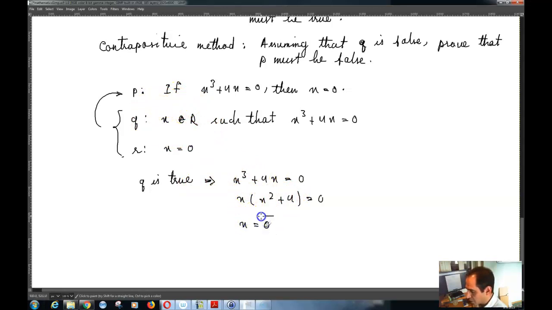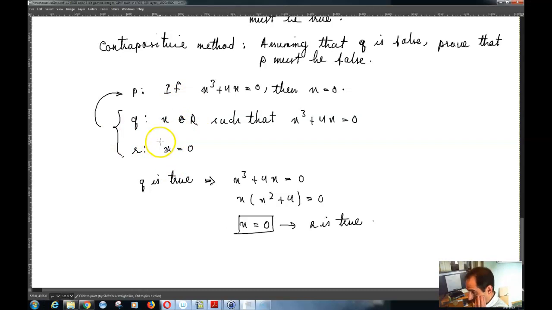So that means that x is equal to 0 here, and x is equal to 0 is what I wanted to prove, which is R. So if I assume that Q is true, this means that R is true. Now if Q is true, then R is true. That means that P is true, because the direct method that we use in order to prove that P is true is that we assume that P is true, and then using that we showed that R is true.